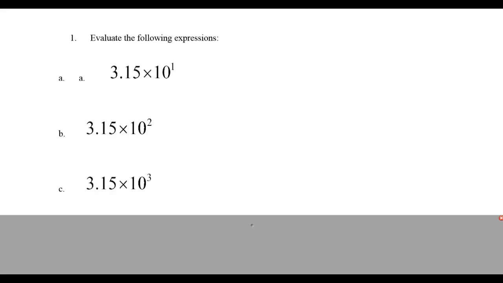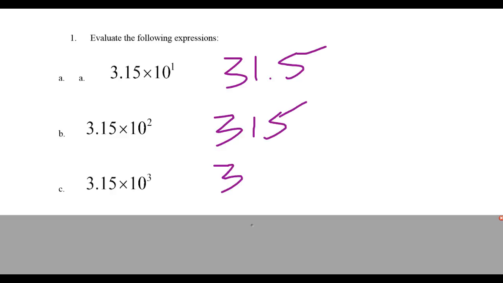So the digits that you're talking about haven't changed. The three calculations you should have gotten were 31.5, 315, and 3,150. And so what you probably notice is that when we're multiplying by 10, we're not changing the digits. The digits stay in the same order. Instead, we're making the number larger and larger. And as we add more powers of 10, the decimal point shifts.